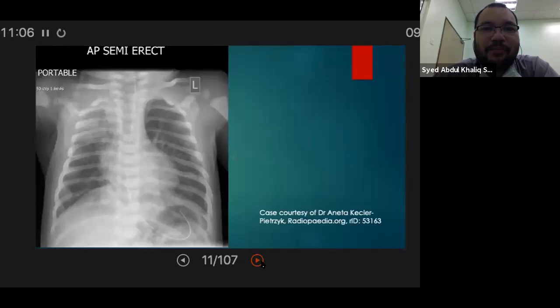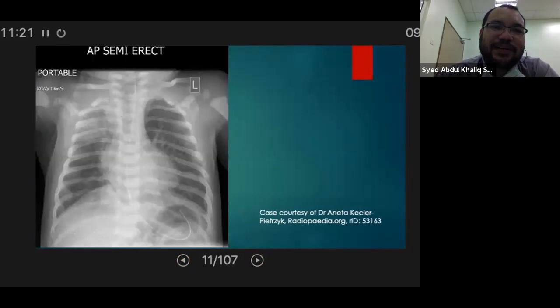What is this? This is pneumonia, this side of it. Consolidation. Remember, if you comment on an X-ray, you need to always comment about the tubes and everything.